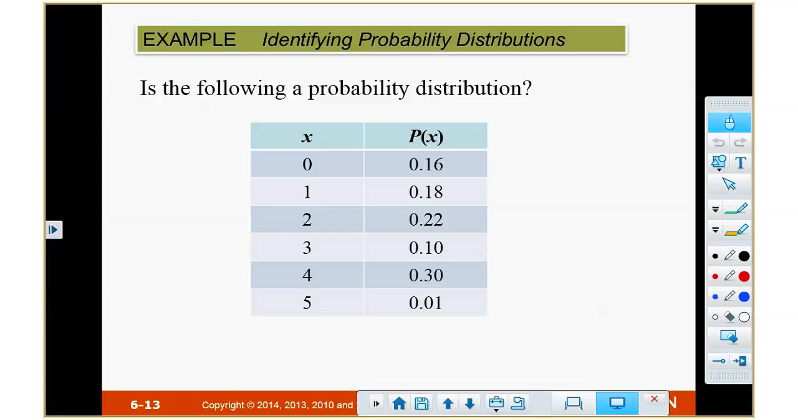Yeah, you're right. Okay. So this one is not a probability distribution. So you would say does not exist, no, or you would just go on to the next problem.